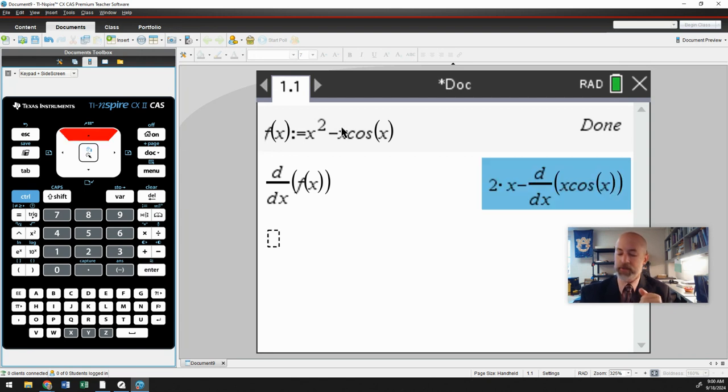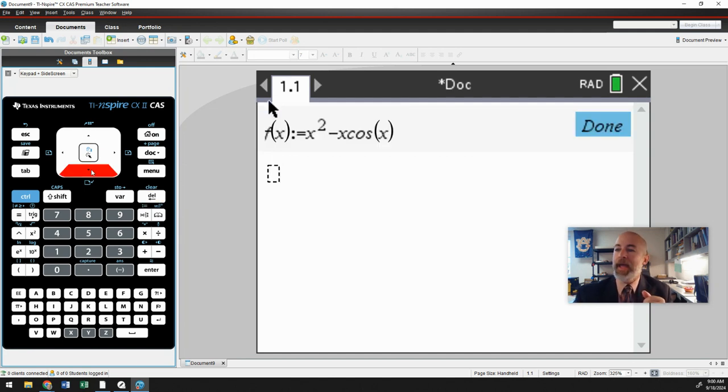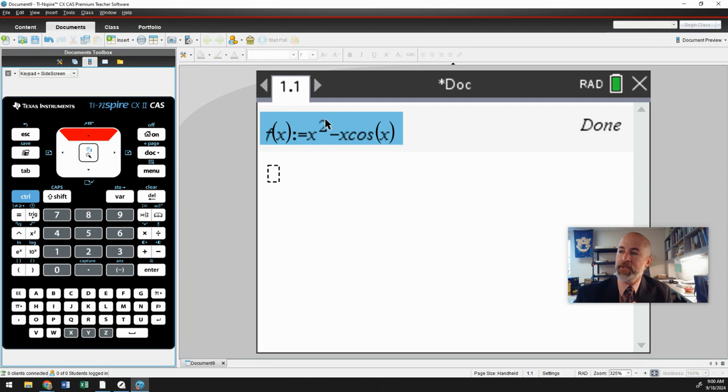So I'm going to go up and I'm going to delete this line. I don't need that anymore. There it goes. All right. And if you want to edit something, you don't have to retype the whole thing. You can actually go up and highlight it with the arrow up button. Make sure the whole thing is highlighted.